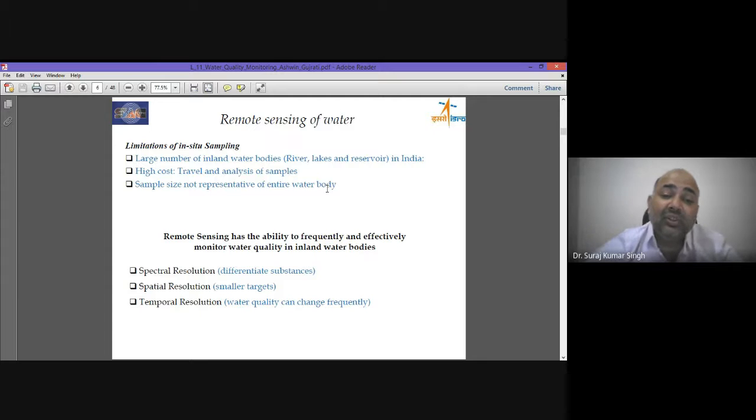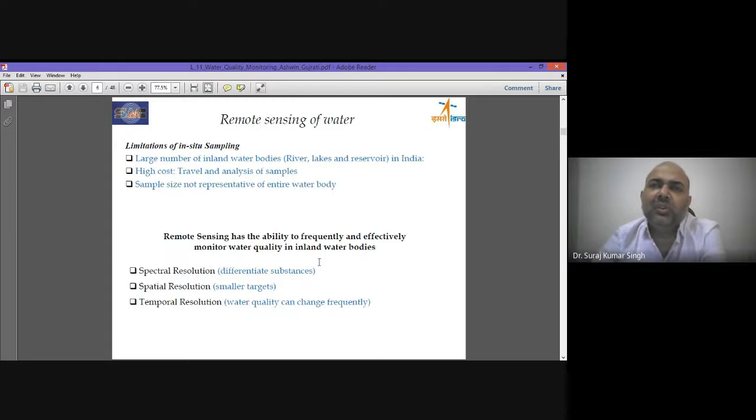And at last, whenever you're going into the field, you cannot go to each and every sample site. But with satellite remote sensing, each and every parcel of land can be viewed easily, and we can take a sample from each parcel of land according to the desire, according to the objective. So that's why remote sensing and GIS is nowadays popularly used in all water quality related mapping and monitoring exercises. Remote sensing has the ability to frequently and efficiently monitor the water quality in inland water bodies.